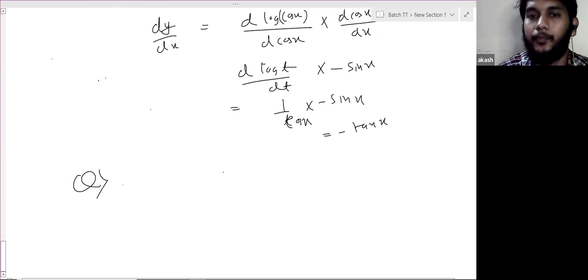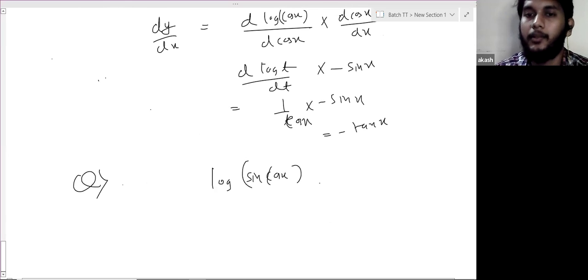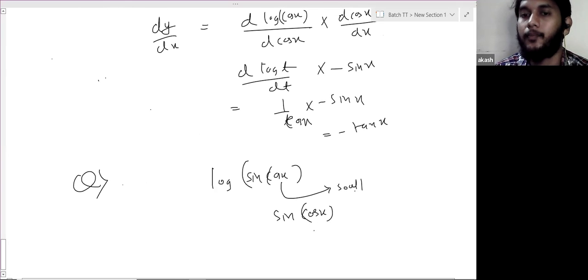What happened there? Log of sine of cos x. This is a soul 1. This possessed the body of sine x. So this becomes sine of cos x. And then they together possessed the body of log. So they became log of sine of cos x.